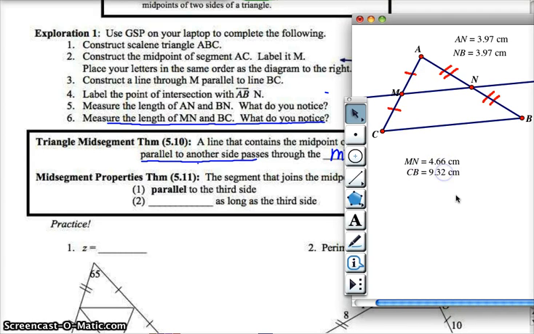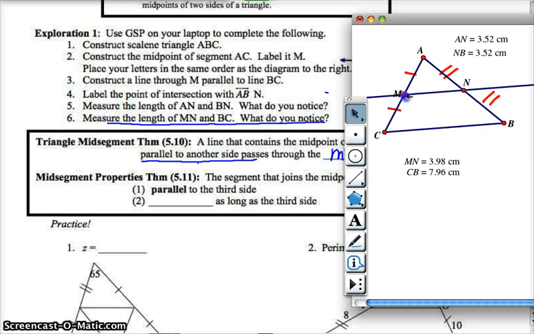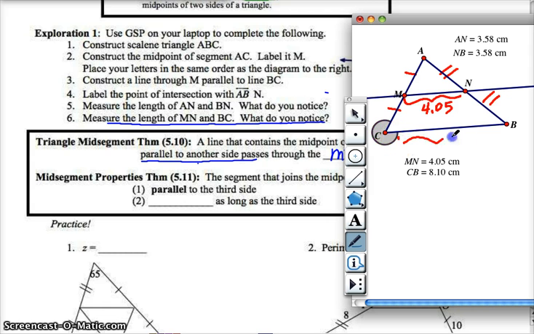Well, what do you notice? Okay, well, if you're not sure, you can adjust. So what do you notice? 4.49, 8.98. What if we try to get somewhere around 4? About 4.05. So this length right here is 4.05. This right here is 8.10, so how do these relate to each other?